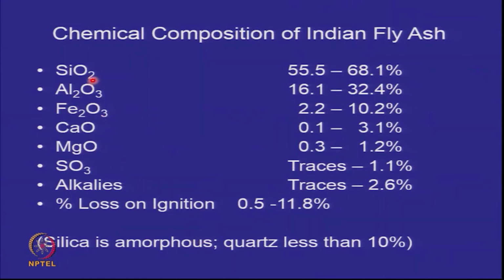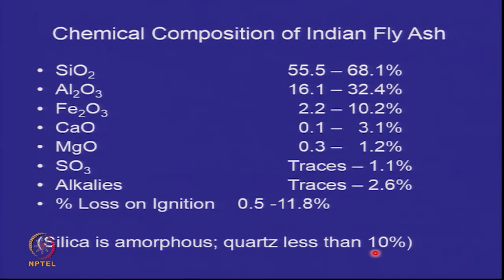If you see silicon dioxide, 55 to 68 or 70% is the amount of silicon dioxide. The important thing is that the silica is amorphous, so it's not in the form of crystals. Out of this silica, less than 10% is quartz. The balance is not in a structured arrangement. So in a sense, it is reactive. Then typically you will find 16 to 30% aluminum oxide, a little bit of iron oxide, and then small amounts of calcium and magnesium oxide. And there are other trace elements, as we said.